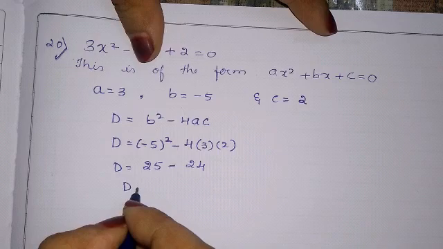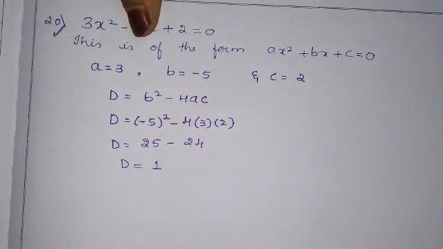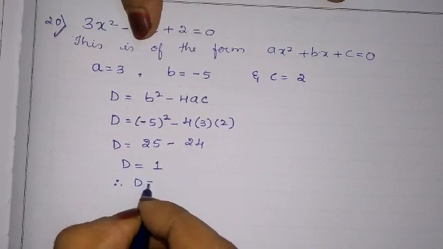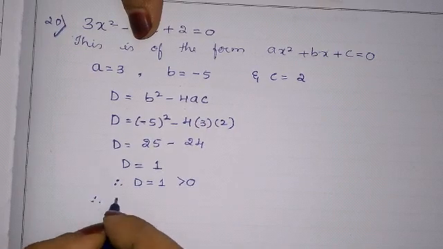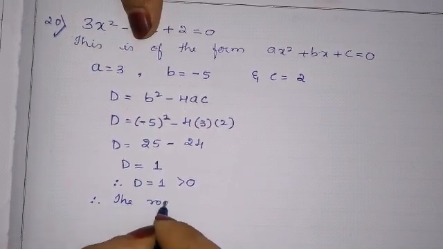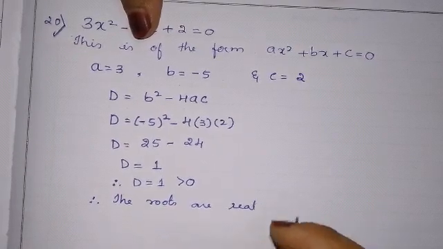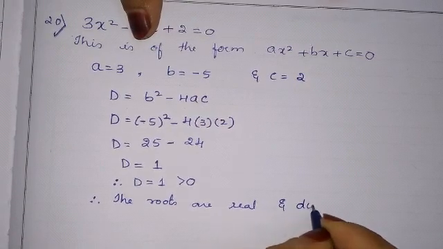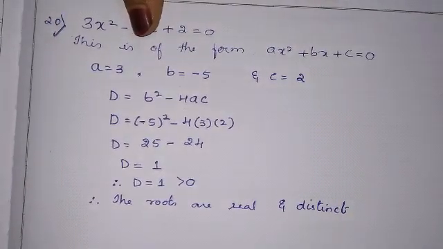D is equals to what we got? 1. But we know that 1 is greater than 0. They have told, hence write the nature of roots. Therefore what we have to write? D is equals to 1, which is greater than 0. Therefore the roots are real and distinct. So this is about question number 20.